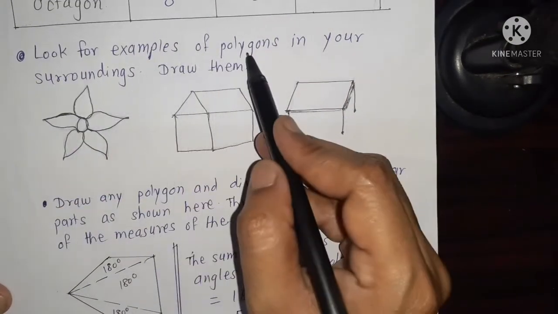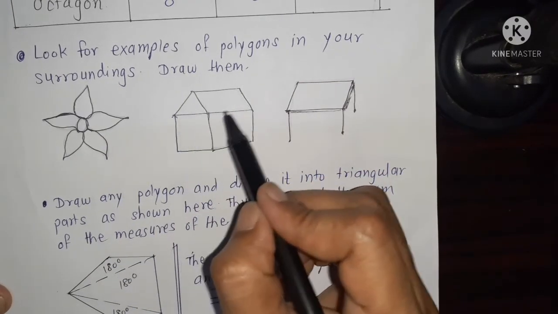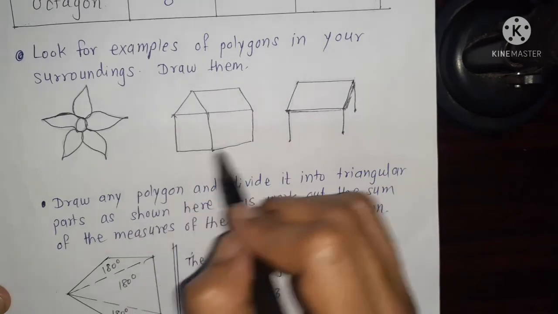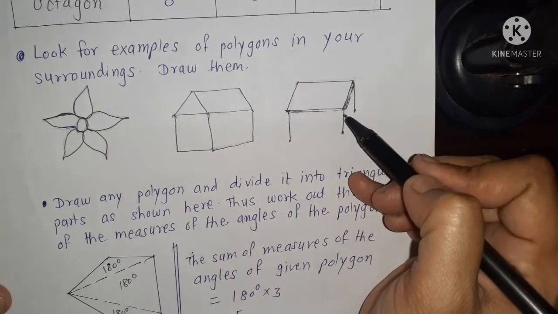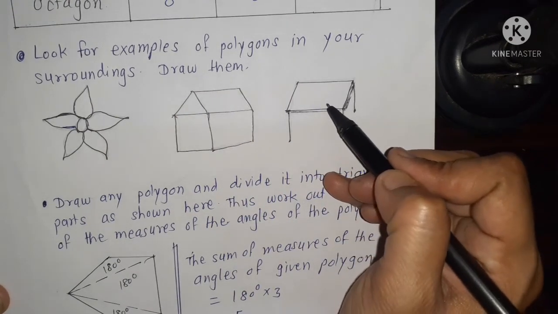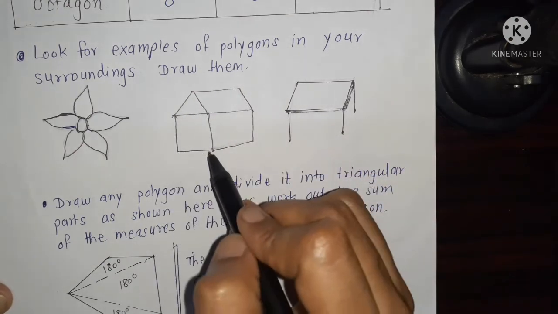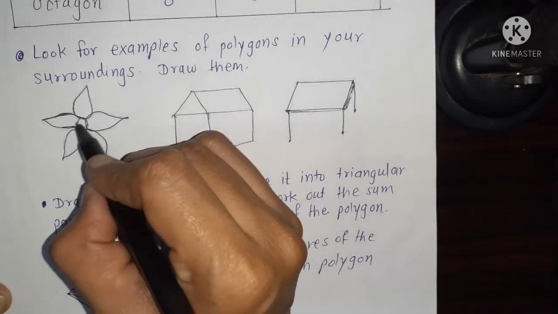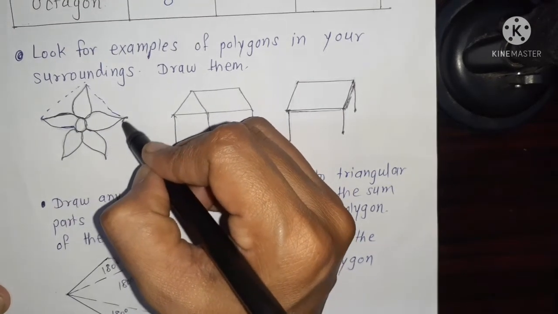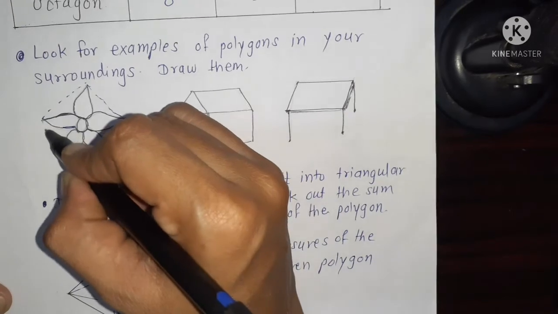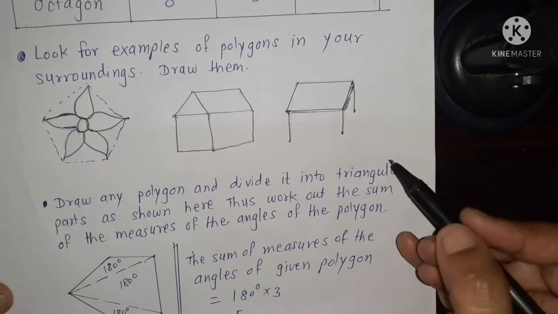Look for examples of polygons in your surroundings and draw them. You can see a flower, a picture of a house, a picture of a table. In the table there is a quadrilateral. In a house there is a pentagon. In a flower, when we draw a line at the tip of the petals, we get a pentagon. In this way, you can draw many examples.